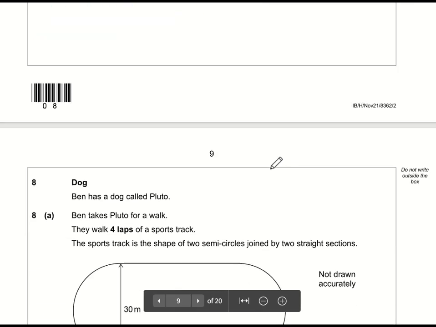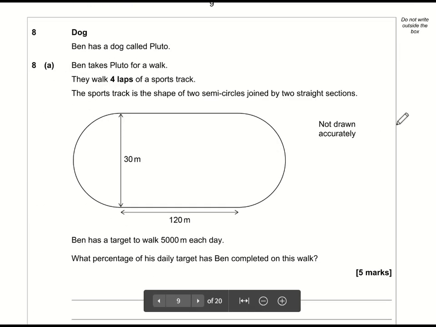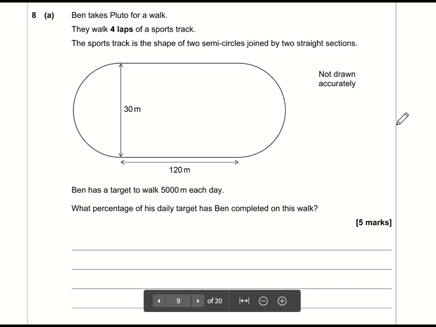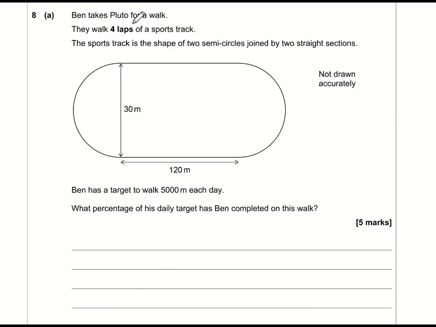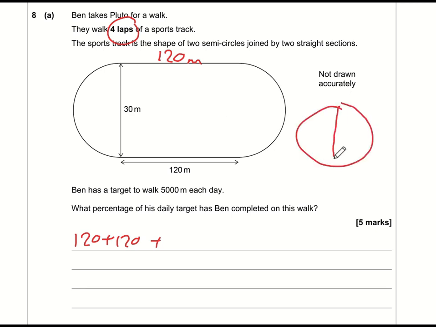Moving on to question 8. Okay, so we need to be careful here because Ben is doing 4 laps of the sports track. So the sports track is 120 plus 120. So let's write that down. 120 plus 120 plus this curved part here and this curved part here. Now if we attach these two curved parts together, we have got a circle, and we've got a circle which has got a diameter of 30.